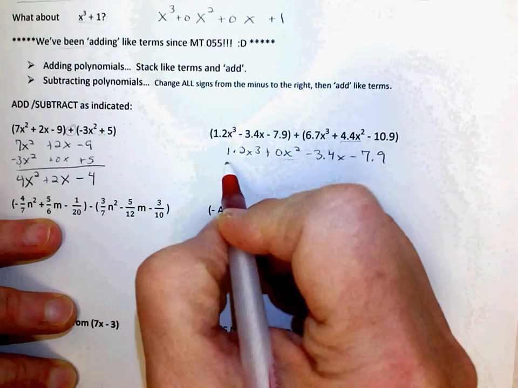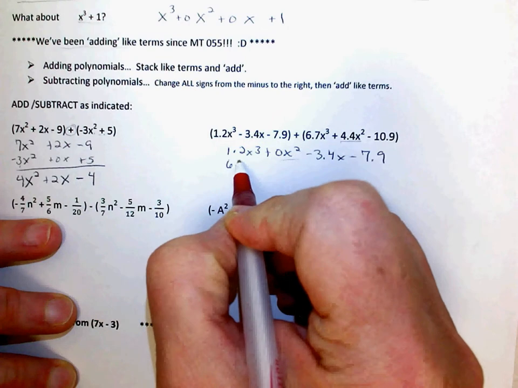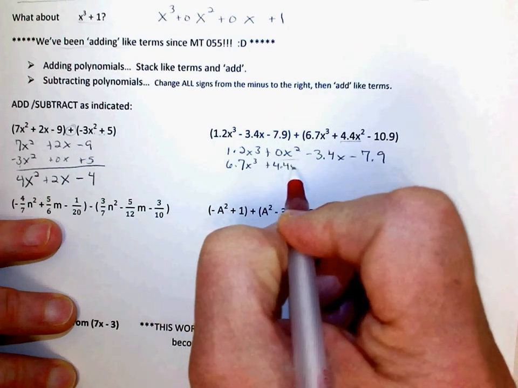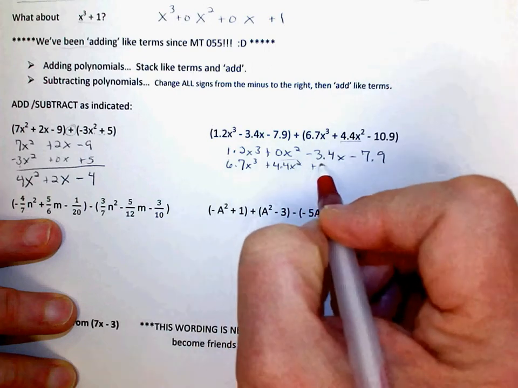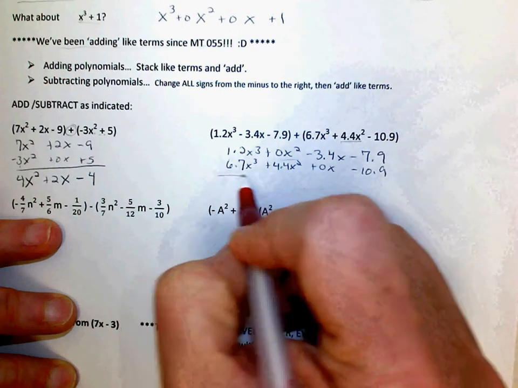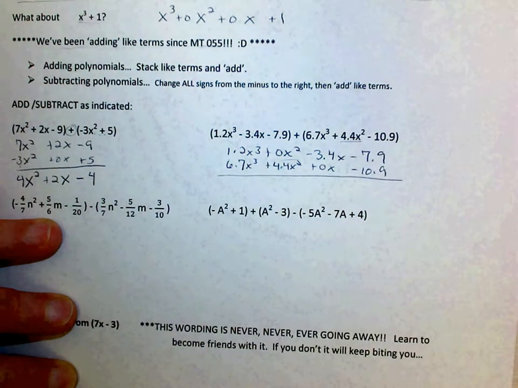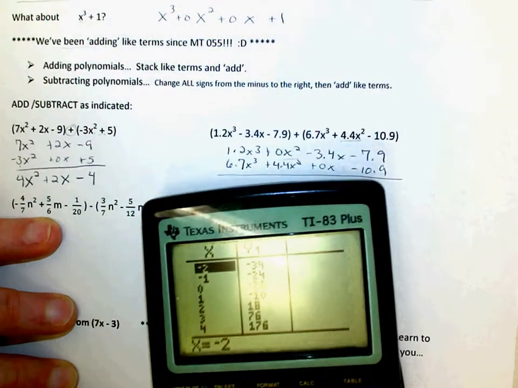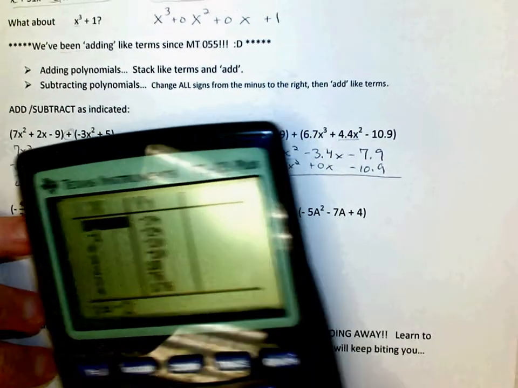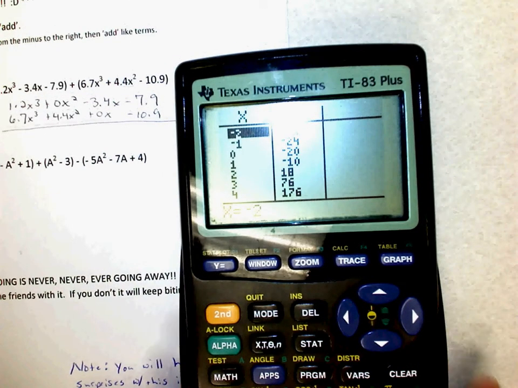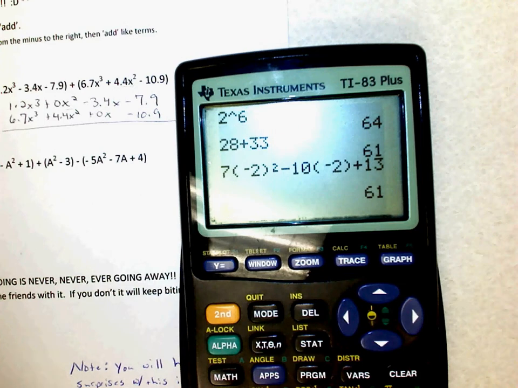So, 6.7x cubed plus 4.4x squared plus no x's minus 10.9. And I'm going to use Mr. Goodbuddy calculator. Okay? Here we go. I need to put it, okay. Here we go. Second quit to get back to a normal screen.